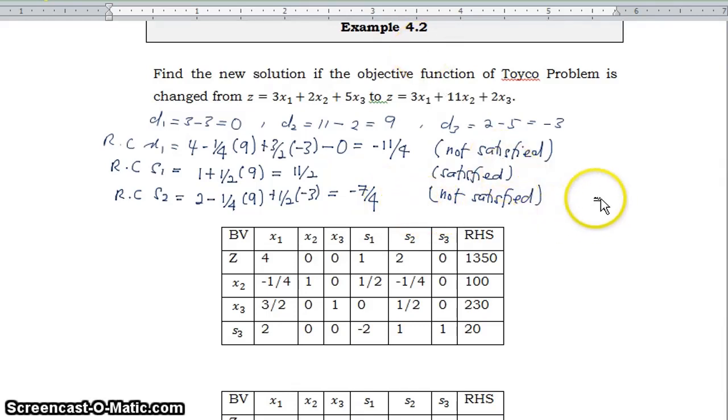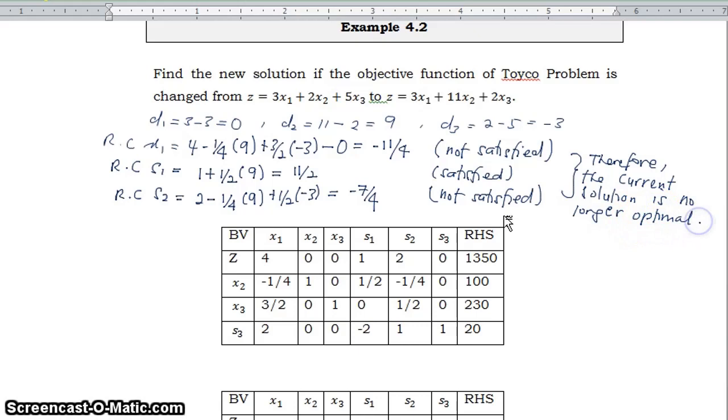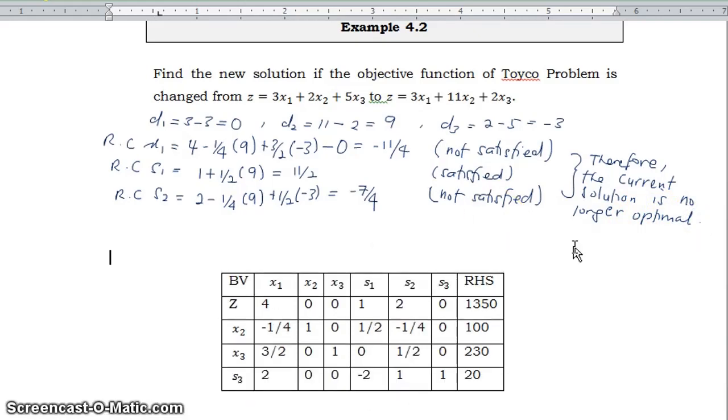And the third coefficient is not satisfied. Therefore, the current solution is no longer optimal. We need to find the new solution for this problem. We already have the new coefficients for x1, s1 and s2, and the coefficient for BV remains 0. And we also need to calculate the new z value.